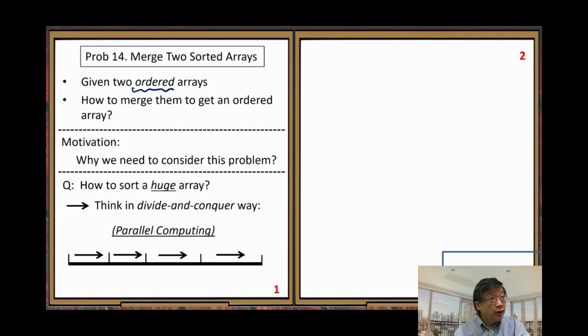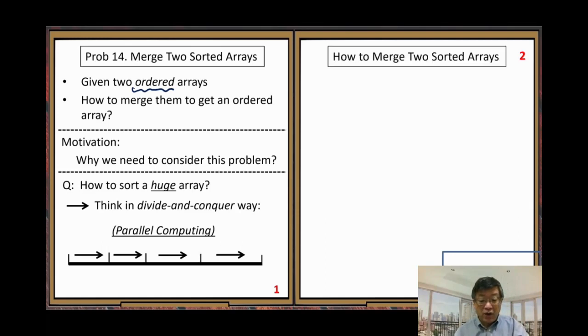But when you sort those individual subarrays, definitely you can use parallel computing, right? So you can use multiprocessors. Each processor just sorts one of the subarrays. All right, but you will see there is a special situation. We need to solve this merge problem. Now the question, how to merge two sorted arrays with the minimum number of comparisons, right? We always want to get a minimum number of comparisons.